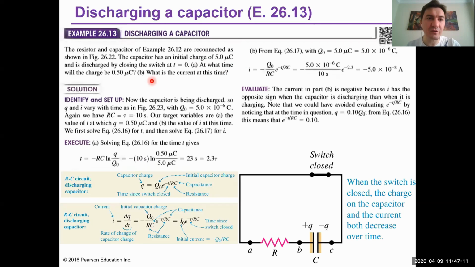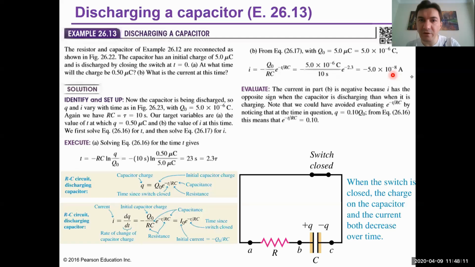So what is the second question? What is the current at this time? So after 23 seconds, what will be the current passing through the circuit? We have another expression here: minus Q0 over RC. We know the Q0. Q0 is 5 microcoulomb. We know the RC. What was it? It was 10 seconds. We have already calculated. Put them here and put RC here. Put time here, 23 seconds. And then you will be able to calculate the current within this circuit after 23 seconds. Okay, then this is minus 5 times 10 to the minus 8 amp.